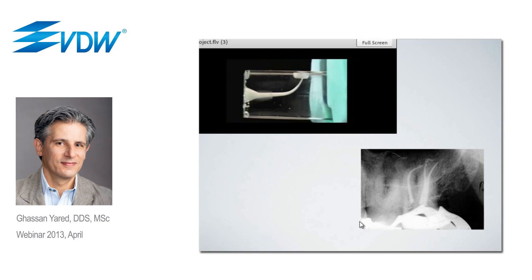So as I said, that was the F2 ProTaper used in reciprocation. So one instrument just to prepare this canal here in the resin block.